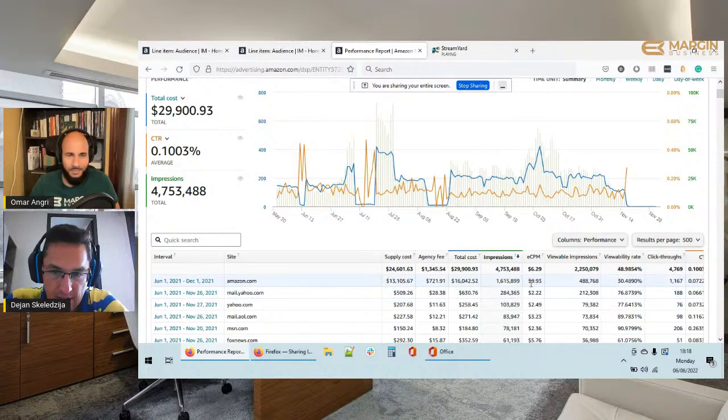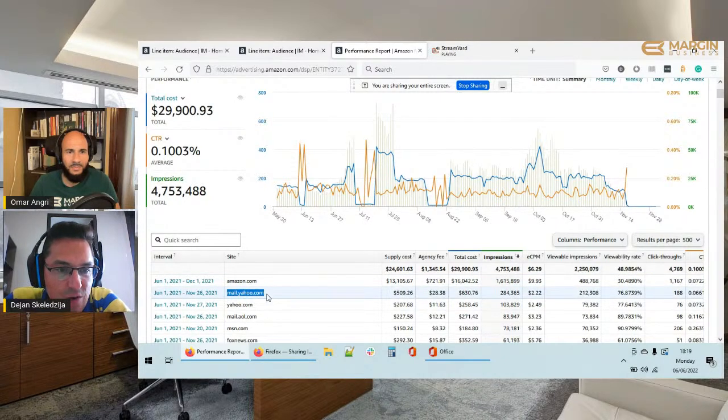But the interesting thing here really becomes, when you take a look, the biggest amount we spent, like half of the money we spent, was on Amazon.com. So people see our banners on Amazon.com. We pay $9.93, which is $10, to show one banner 1,000 times. But what about mail.yahoo.com? We pay $2.20. It's 5 times cheaper, right?